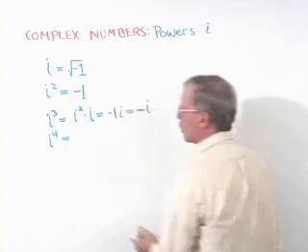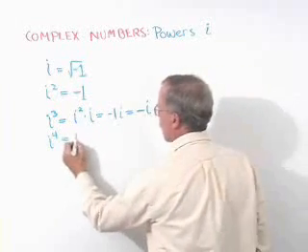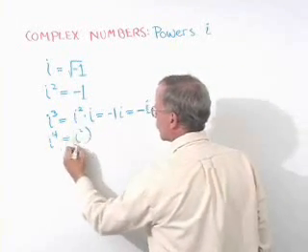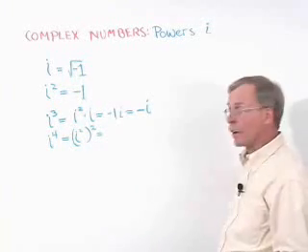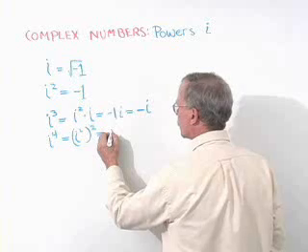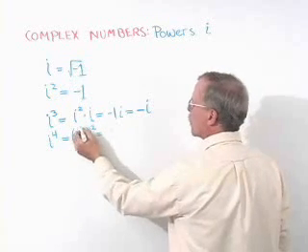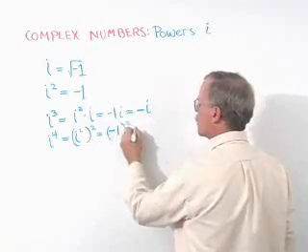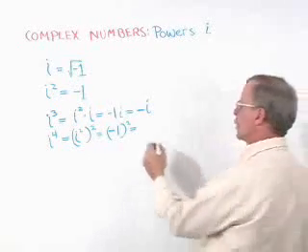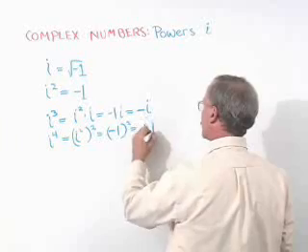i to the 4th we could think of as i squared squared. If we squared i squared, we'd get... i squared is -1. So now we have -1 squared, and -1 times -1 is +1.